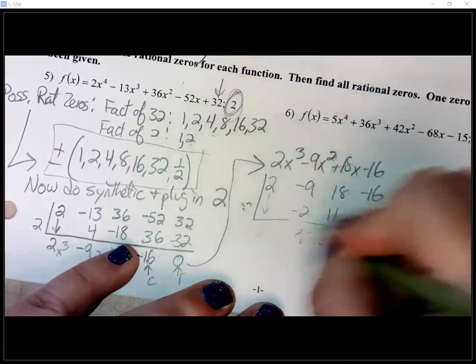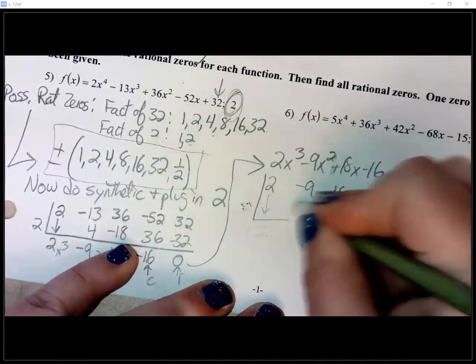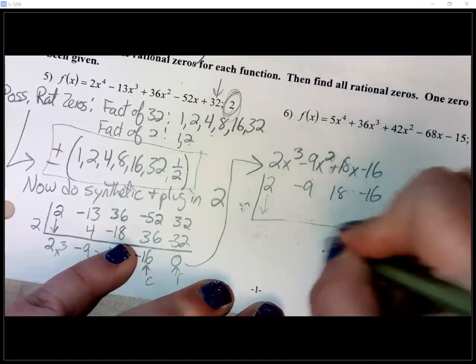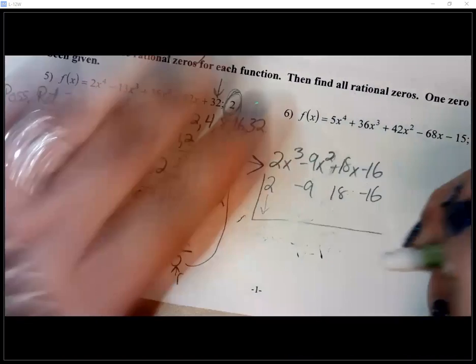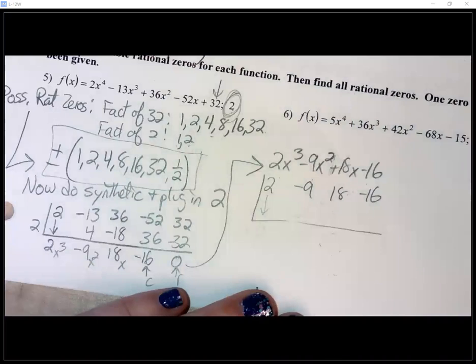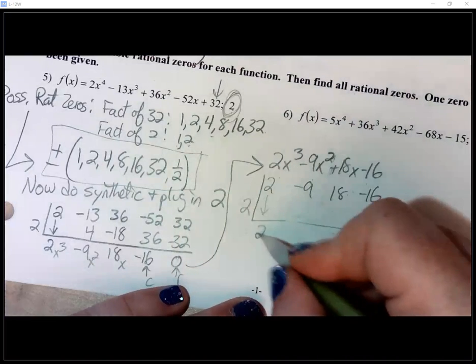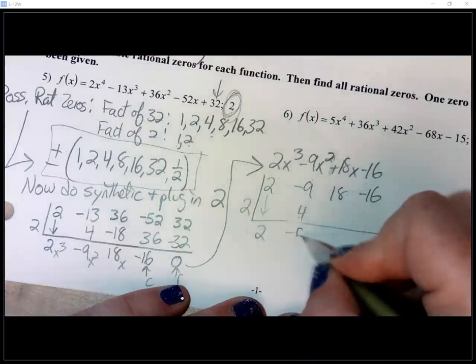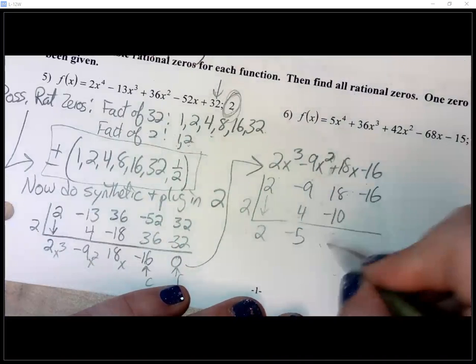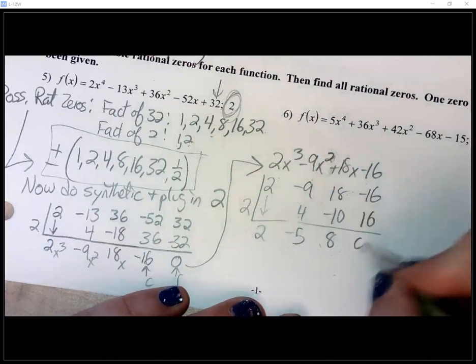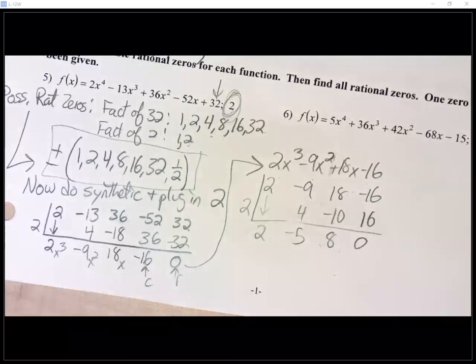Now, I already know that positive 2 works, but it is possible that positive 2 works twice, because you can get double roots, you get triple roots. So I'm going to try positive 2 again. And look, oh my gosh! Yes. Yay, it worked. I'm so glad we tried it again.